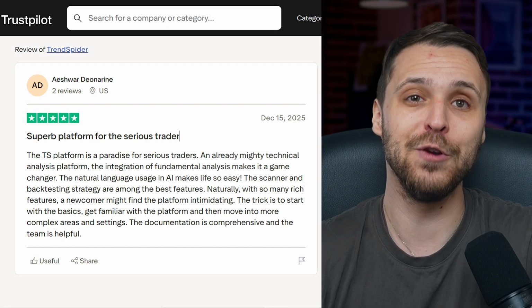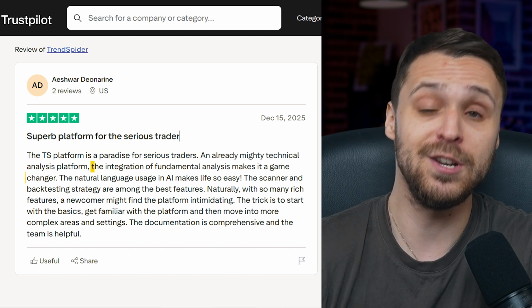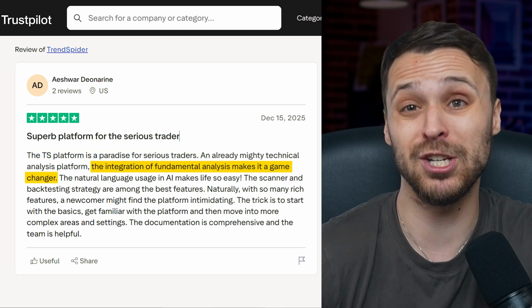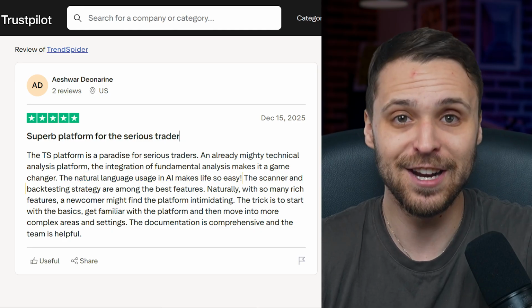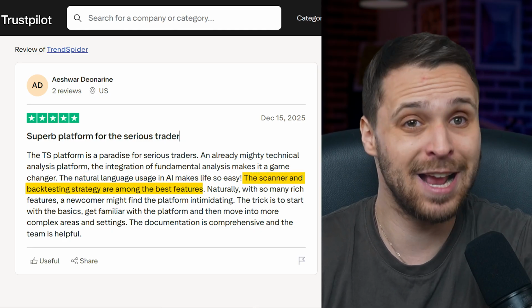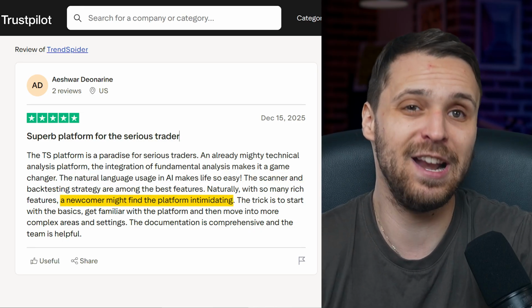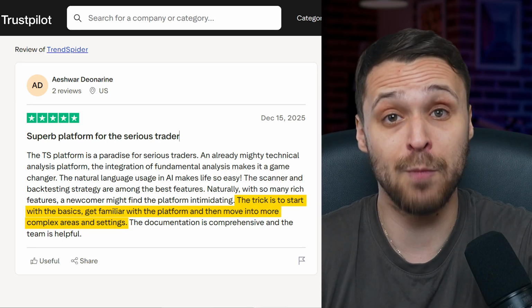I actually found a review from one user who said that TrendSpider is a paradise for serious traders, noting that the integration of fundamental analysis makes it pretty much a game changer and that the natural language usage in AI makes life so much easier. He also mentioned that the scanner and backtesting strategy are among the best features, though newcomers might find it intimidating at first. The trick is to start with the basics, and the documentation is comprehensive, so you can learn a lot there too. Unlike TradingView's manual approach, TrendSpider automates all the heavy lifting for you.